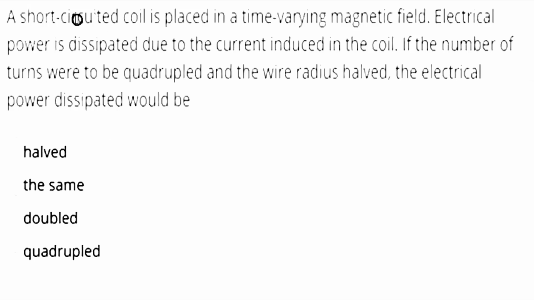Hello everyone, a short circuited coil is placed in a time varying magnetic field. The electric power dissipated is due to the current induced in the coil. If the number of turns were to be quadrupled and the wire radius is halved, the electric power dissipated would be. So if I talk about the electric power, we already know electric power is EMF induced square by resistance.